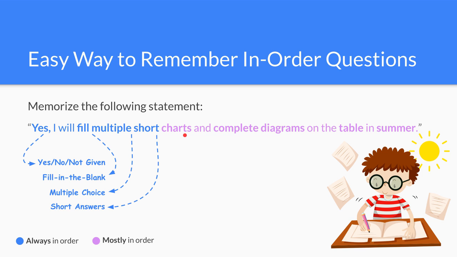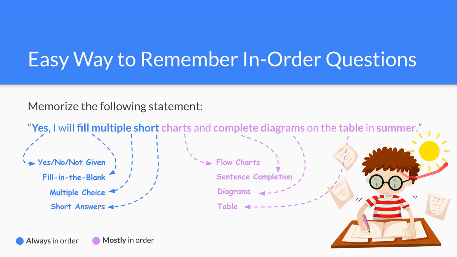Now the charts, that stands for the flowchart questions. Complete stands for sentence completion. Diagrams stands for just diagrams. Table stands for table questions. And finally, summer, as you can see over here in the image, it's very hot over here. The sun is shining. The summer stands for the summary question type.